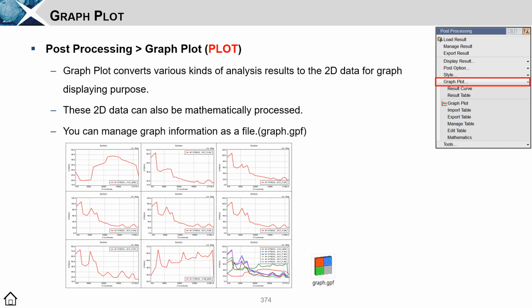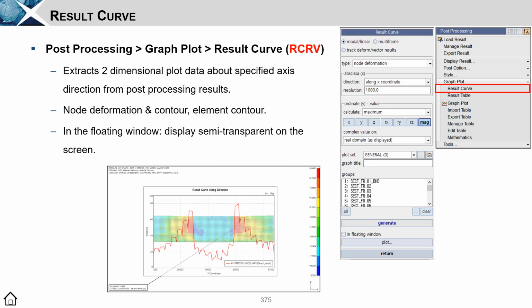Graph plot converts various kinds of analysis results to 2D data for graph displaying purposes. These 2D data can also be mathematically processed. Multiple viewports allow you to create graphs and manage only graph information as files. This is a function to generate the graph. It is possible to generate graphs about the node deform, node stress, and element stress.